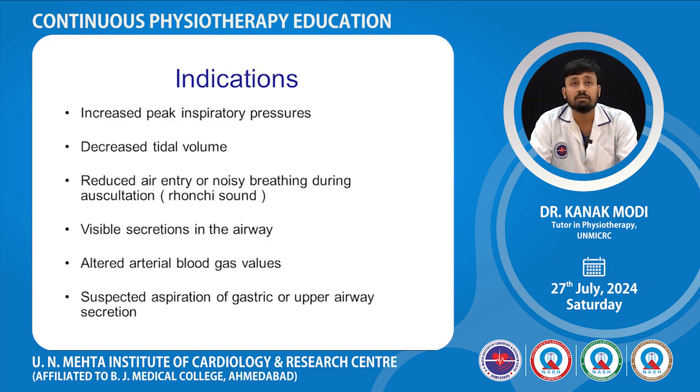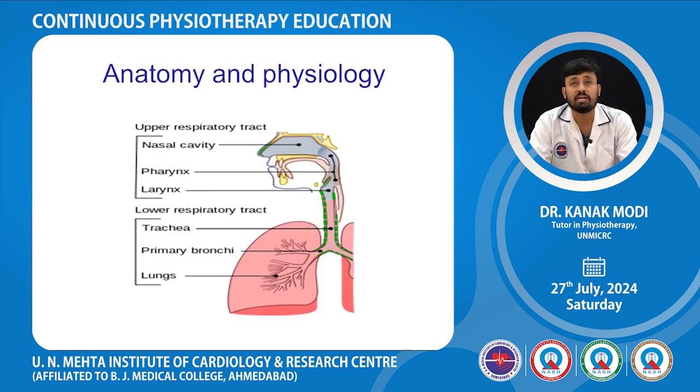What are the indications of suction? Increased peak inspiratory pressure, decreased tidal volume, reduced air entry or noisy breathing during auscultation, mainly rhonchi sound, visible secretions in the airway, altered arterial blood gas values, suspected aspiration of gastric or upper airway secretions. What are the anatomy and physiology? Upper respiratory tract: nasal cavity, pharynx, larynx. Lower respiratory tract: trachea, primary bronchi and lungs.